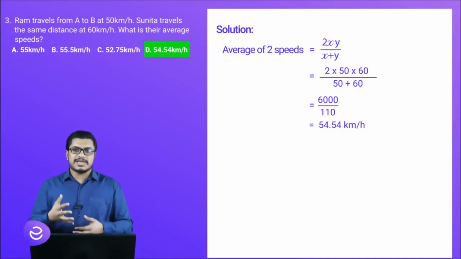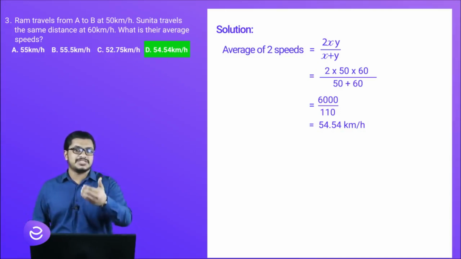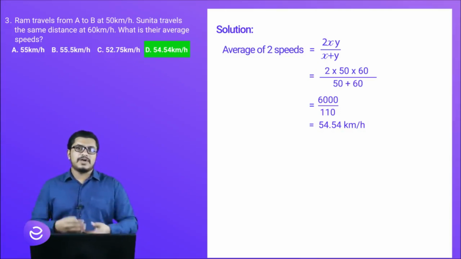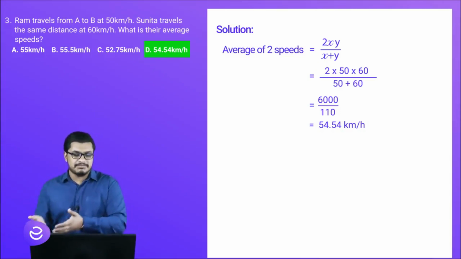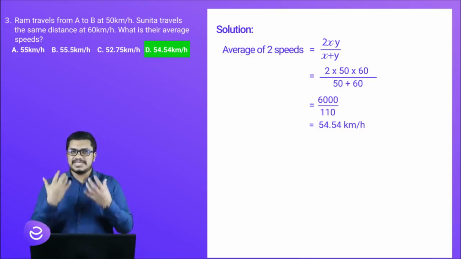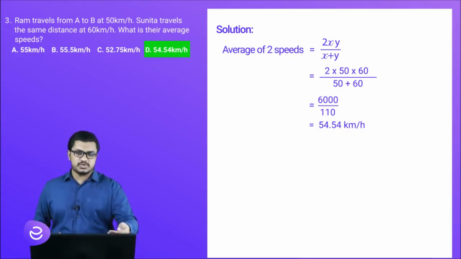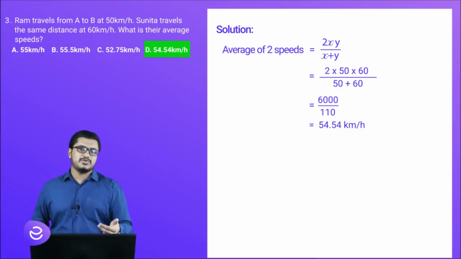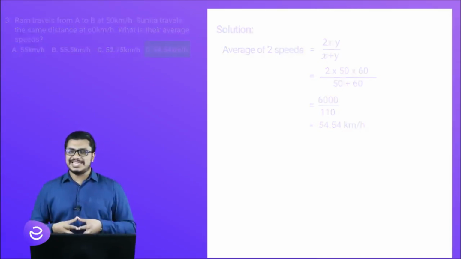So you will have to do some calculation. The average speed equation is actually given to you, along with the equations: speed equals distance by time, distance equals speed into time, time equals distance by speed. Those are the basic equations. Along with that, these two, how to convert and the average of two speeds, if you have these two pieces of information, you will be able to do it very easily.